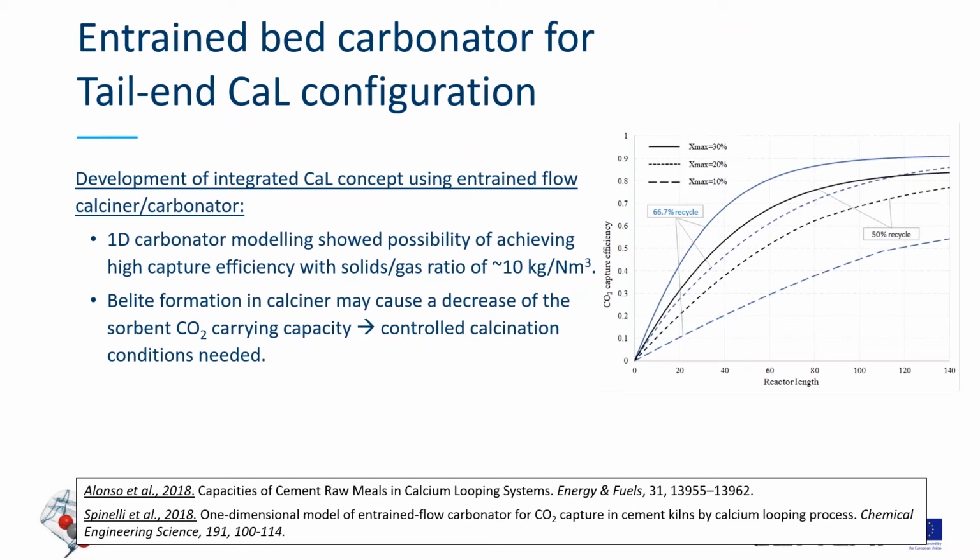As you see again on the right-hand side in the figure, the CO2 capture efficiency depends a lot on the Xmax of each curve. Xmax means the maximum conversion of calcium oxide into calcium carbonate in the fast kinetically controlled conversion period. So low Xmax, which in this case means high loss of activity because of the belite formation, may cause low CO2 capture efficiency in the carbonator. We need sufficiently high CO2 maximum conversion of the sorbent to achieve high CO2 capture efficiency.